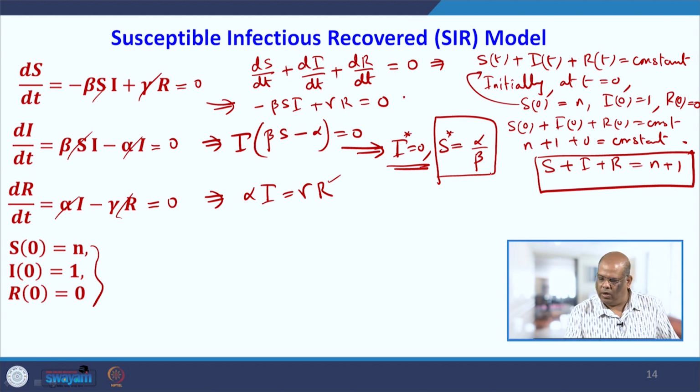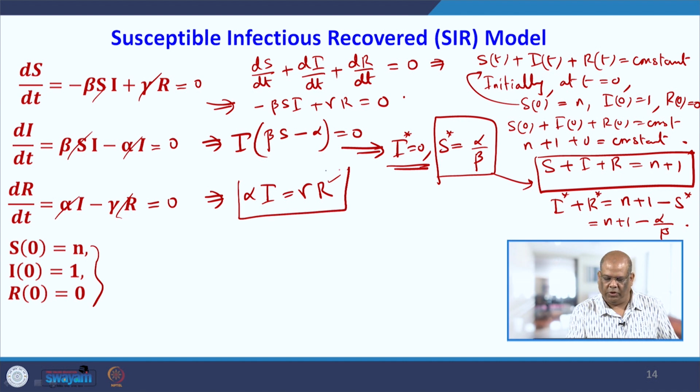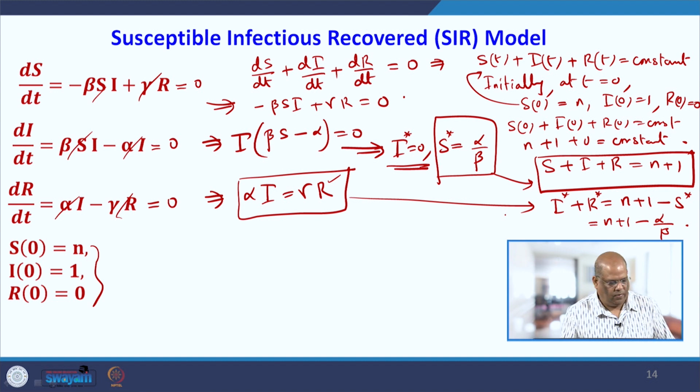Now, if I put this value of S star here, I will get I plus R equal to N plus 1 minus S star, because S plus I plus R is always constant and that value is N plus 1. So, this is true for any variables S, I and R. So, basically I get a relation I star plus R star is equal to N plus 1 minus S star, which is N plus 1 minus alpha by beta. Now, I will use this equation to get the value of I star and R star.